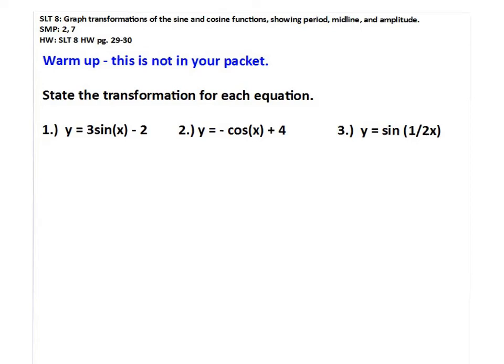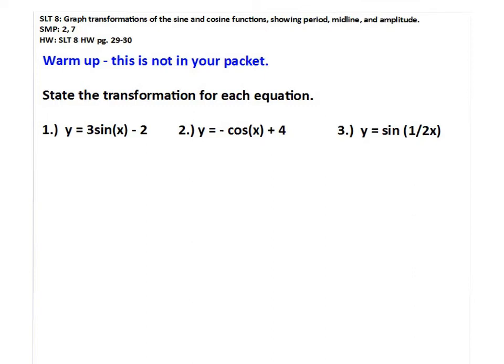Okay, so this warm-up is not in your packet. We are going to pause the video here for you to try these 3 problems. Make sure you use your knowledge of transformations from all of our prior units to talk about what these different values do to the graph. It should take you no longer than 4 or 5 minutes for the 3 problems.